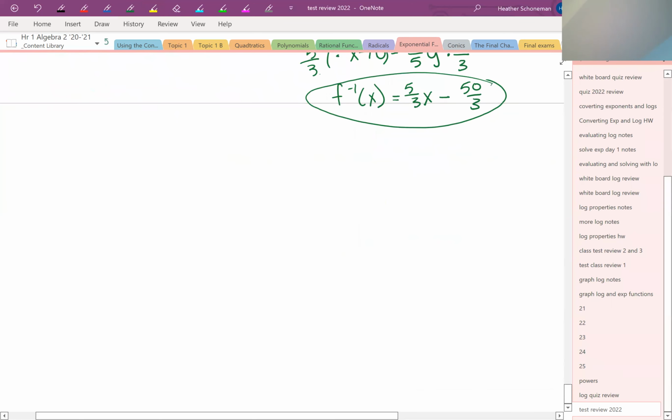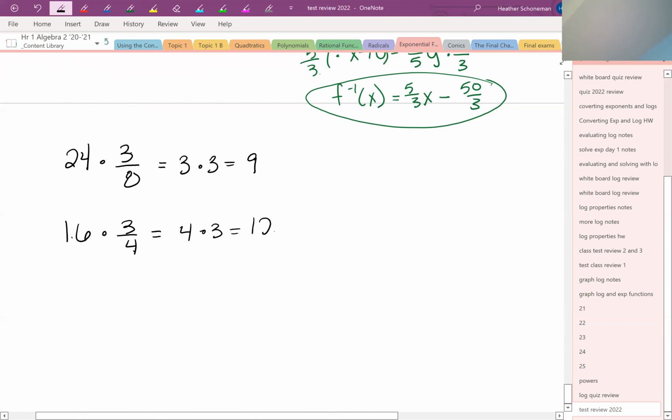Okay. Now, just for fun, if we wanted to take 24 times 3/8, we would do 24 divided by 8, which is 3 times the 3 on top, which would give you 9. If we had 16 times, I don't know, 3/4, 16 divided by 4 is 4 times the 3 on top would be 12. If I had 25 times 2/5, 25 divided by 5 is 5 times the 2 on the top would give me 10.